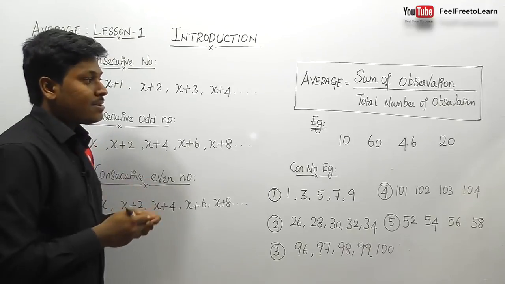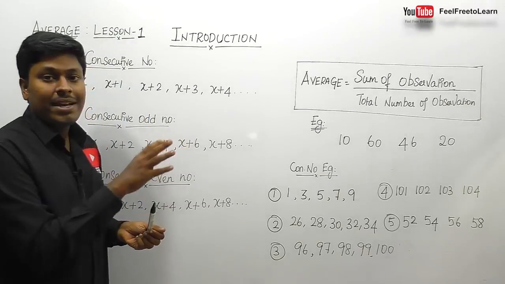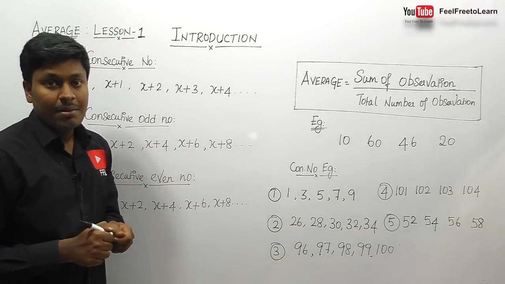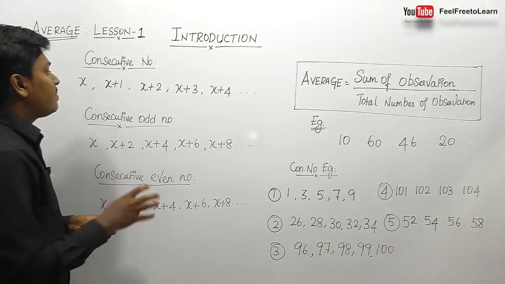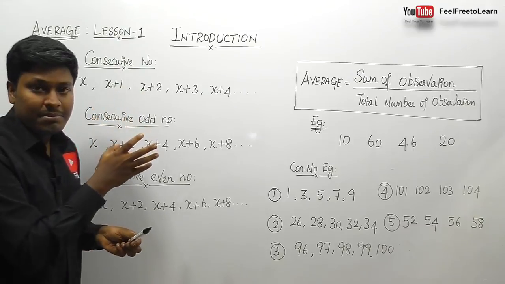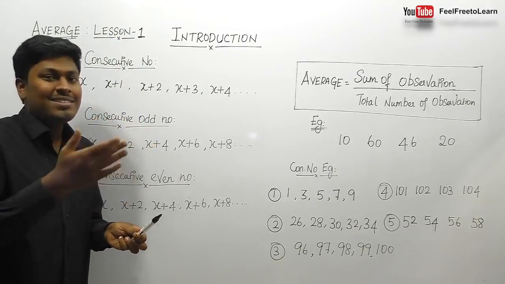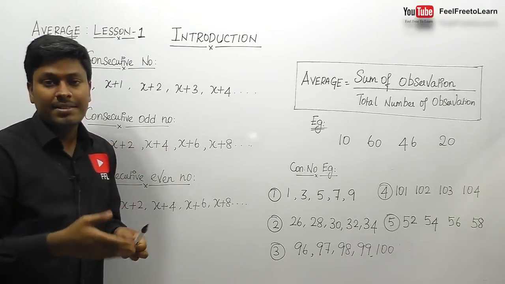So friends, in some cases, without using a formula or without adding, by seeing the numbers themselves, we can directly say the average of the numbers. But the numbers should fall in one of these categories, right? For example, let me take consecutive numbers. I think everyone knows what consecutive numbers are, right? Successive numbers like 91, 92, 93, 94, 95 are consecutive numbers, right?